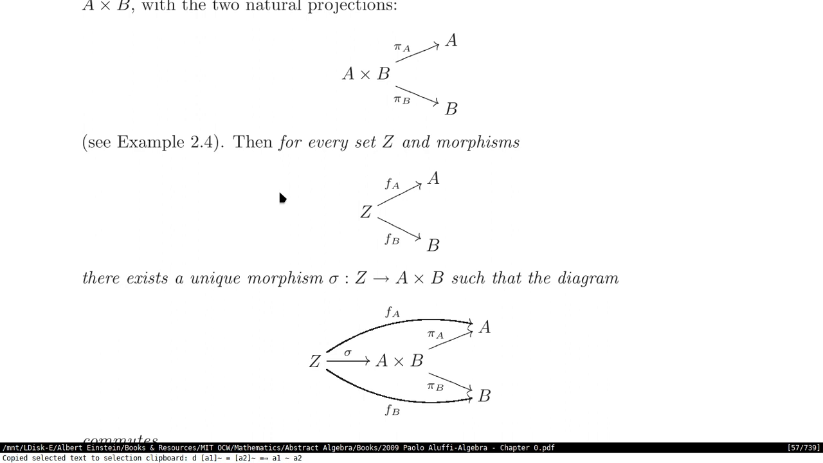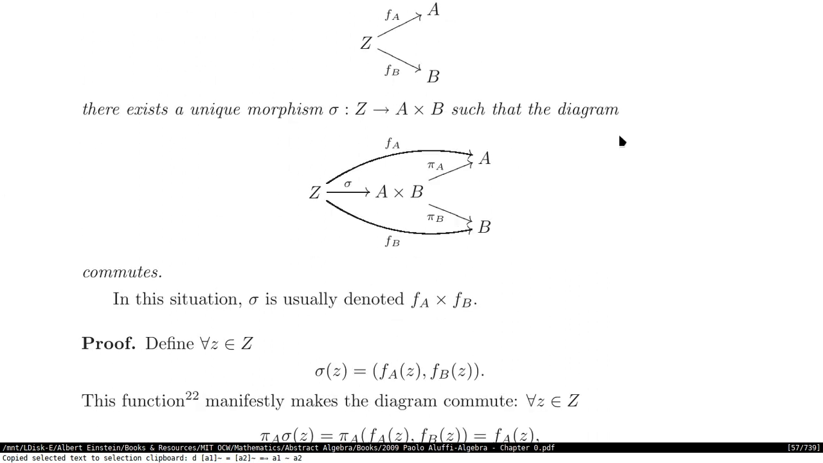So this is pretty interesting. You have A cross B with its natural projections, pi A, pi B. Then you have Z coming into the product with sigma, and you also have the FA and FB from Z, right? This diagram commutes. This sigma lets you have a relation between Z and A cross B. So the sigma can be written as FA cross FB.